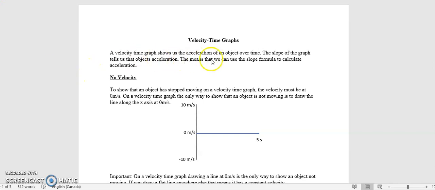So just a heads up, we can use the slope formula to calculate acceleration. We've also worked with our acceleration formula, so either one of those will work to calculate the acceleration on a velocity time graph. So let's start with an object that has no velocity on a velocity time graph.